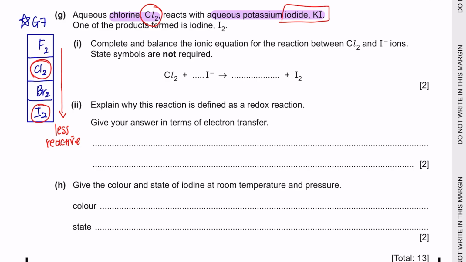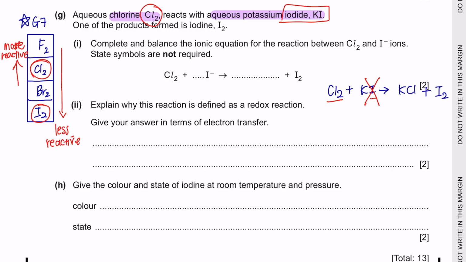As you can see, chlorine is placed above iodide, meaning that chlorine is more reactive compared to iodine. So when chlorine reacts with a compound that consists of iodide, it can displace iodine to become KCl and leaving iodine all by itself.